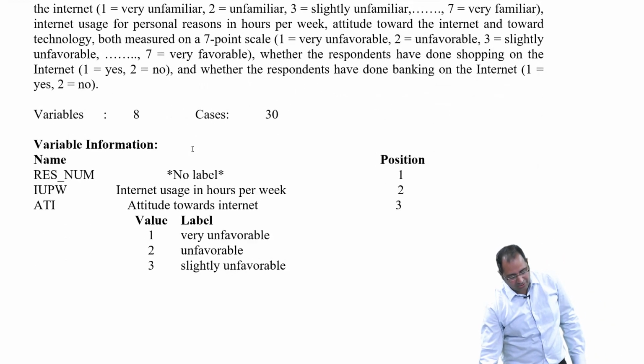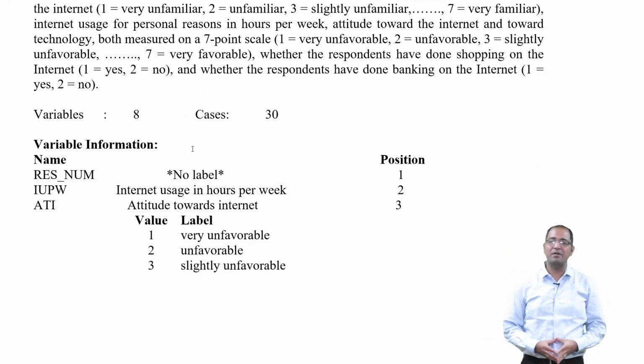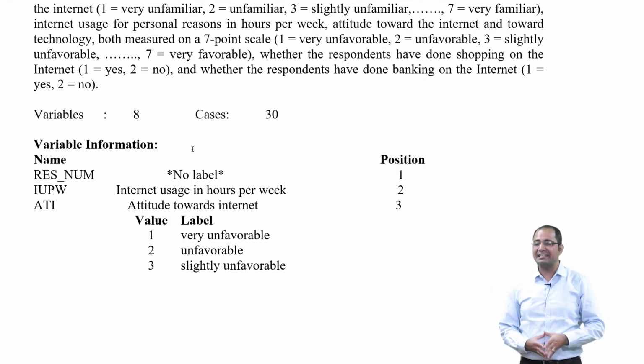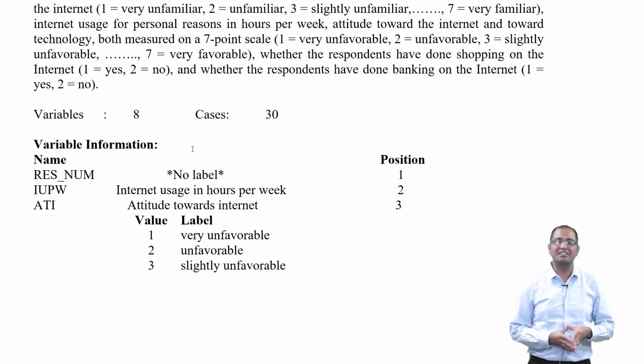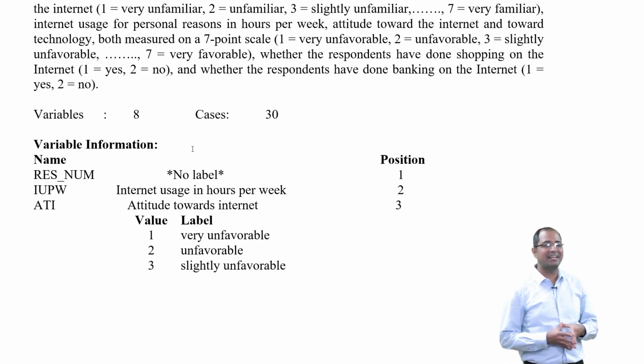Now, how many variables are written? Including the serial number or respondent number, we have 8 variables. And what are cases? Cases are the number of respondents. So we also say there are cases.